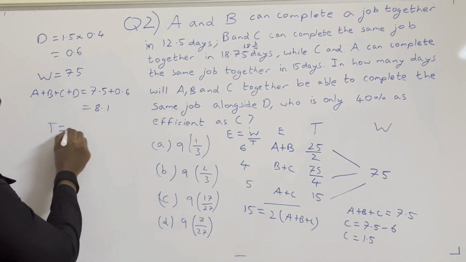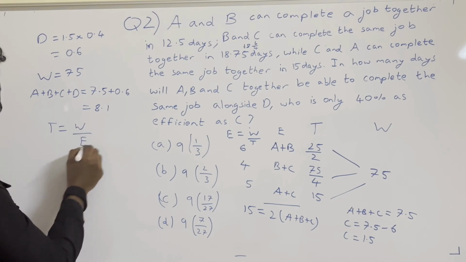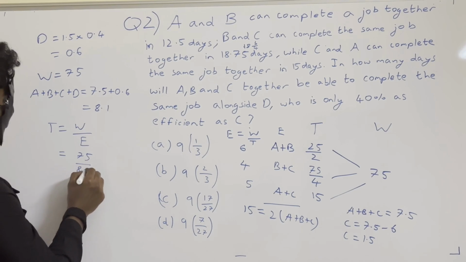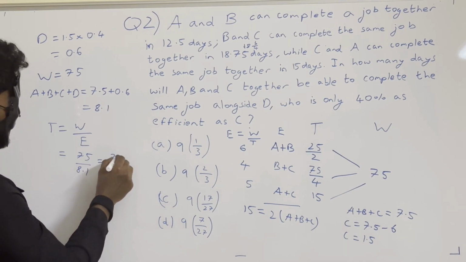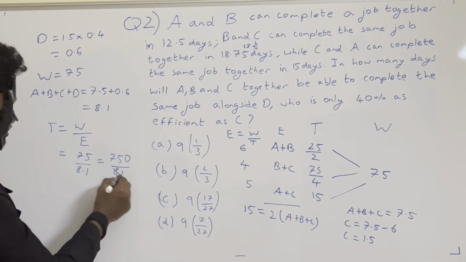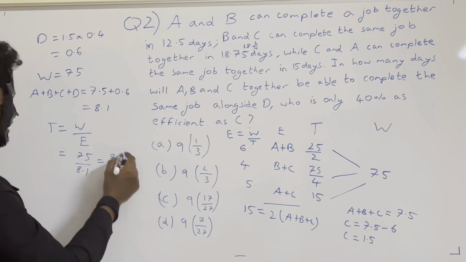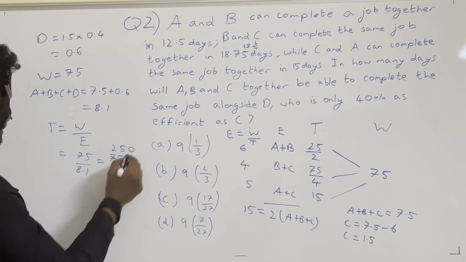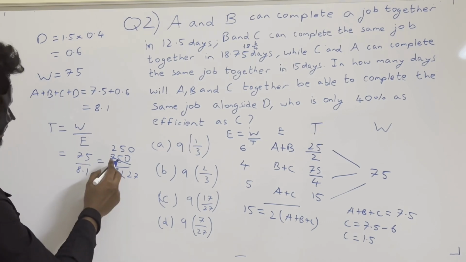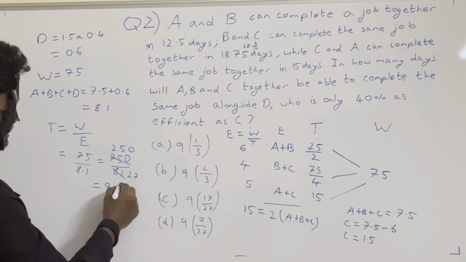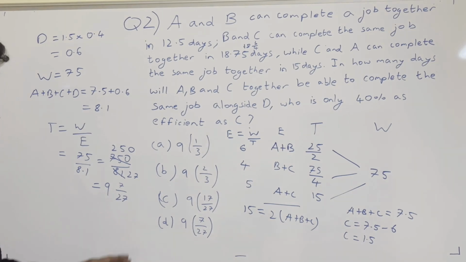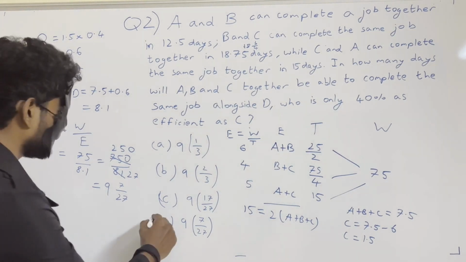Time taken is nothing but work done by efficiency. Work is 75, efficiency is 8.1. Remove the decimal: 750 by 81. It will cancel out with 3: 3 7s are 21, 3 2s are 6, 3 27s are 81. This will be 9, and 27 9s are 243. So 250 by 27. So option D is right.